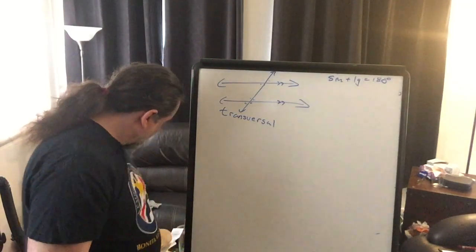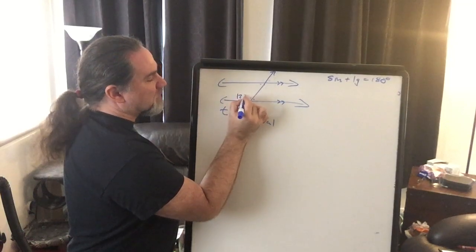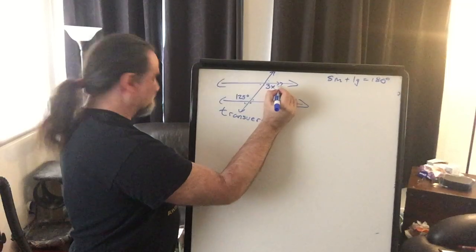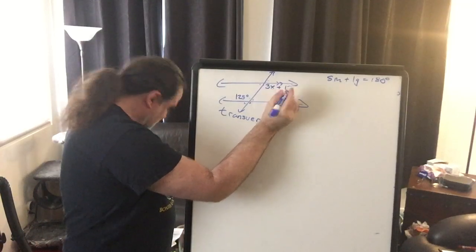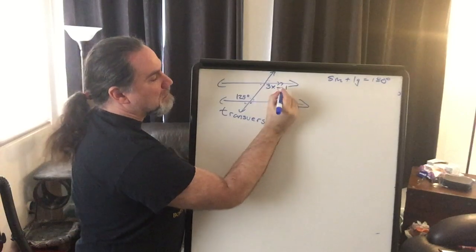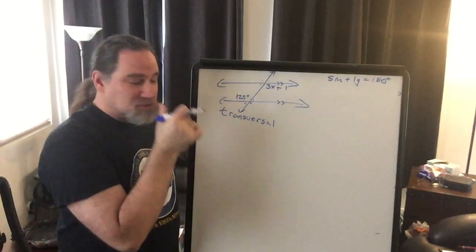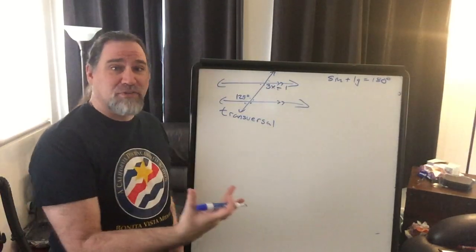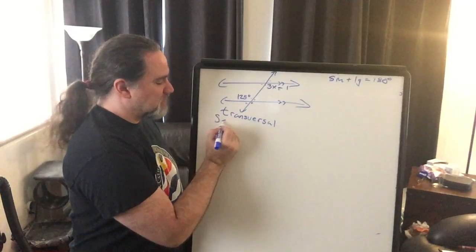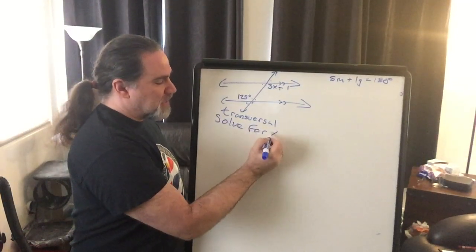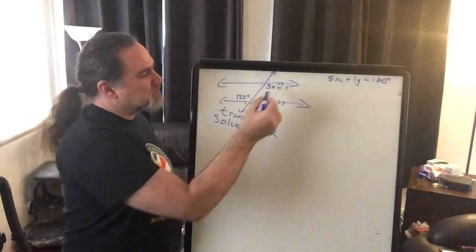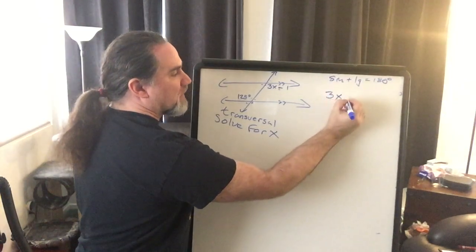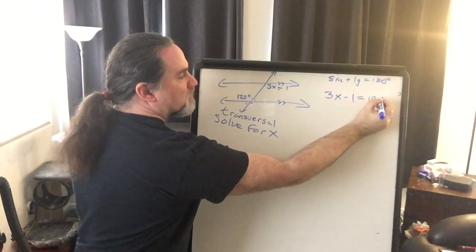Well, if I give this one a measurement of 125 degrees, and I give this a measurement of 3x minus 1, then I now have two angles that, as I stated, have to be equal to one another because they're both large. So as soon as I look at this and I'm asked to solve for x, I now know, hey, this is a large and that's a large. That means they're equal. Well, if they're equal, we can put an equal sign between them.